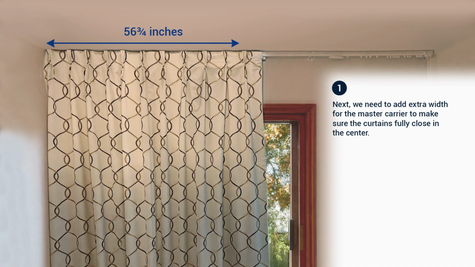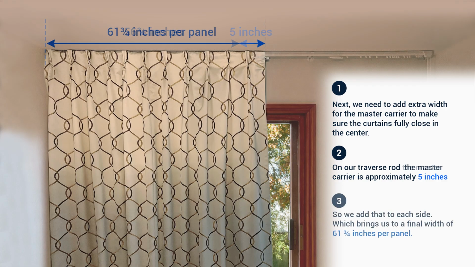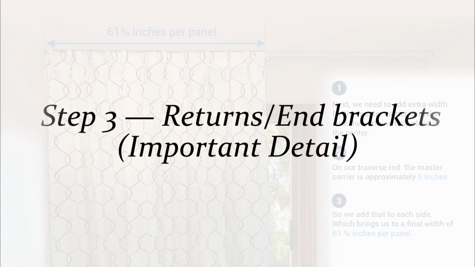Next, we need to add extra width for the master carrier to make sure the curtains fully close in the center. On our traverse rod, the master carrier is approximately 5 inches, so we add that to each side, which brings us to a final width of 61 3/4 inches per panel.